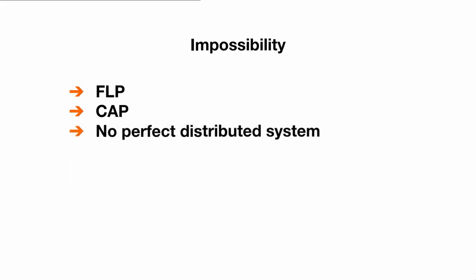Impossibility: FLP, CAP, no perfect distributed system, always trade-offs. So the result of this is we have 2 separate but powerful theorems in distributed systems that tell us we can't do everything. There can be no perfect distributed system.